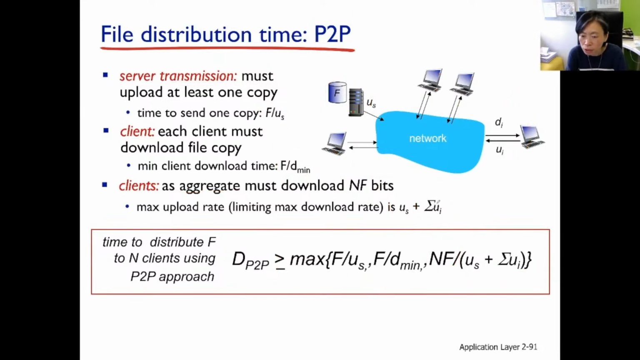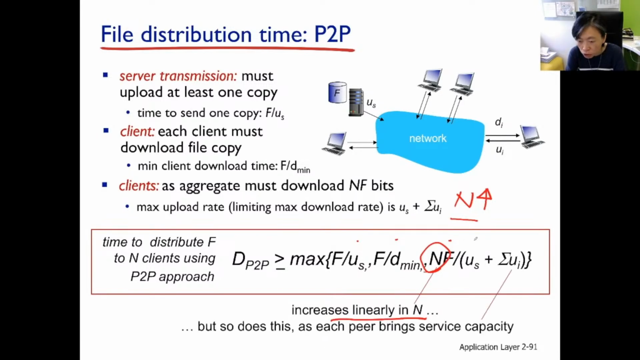All right, now consider again, if N is increasing over time, right? The scalability of the P2P model file distribution system. Which term do you think is going to grow with N? Yep, this one over here. Right? It also grows linearly with N. But if you look closer, when the number of users increases, this term also increases. Yeah. So does this. And each peer brings service capacity.